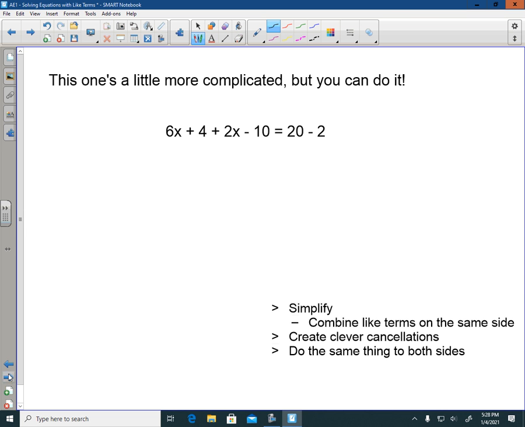So let's create our sides. Now remember that we're just going to be combining like terms on the same side. We're not going to cross over. So on the left side, we've got a 6x and a positive 2x. We also have a 4 minus a 10. Then notice over on the right side, we also have some like terms. We have 20 minus a 2. And so we have all kinds of simplification to do.